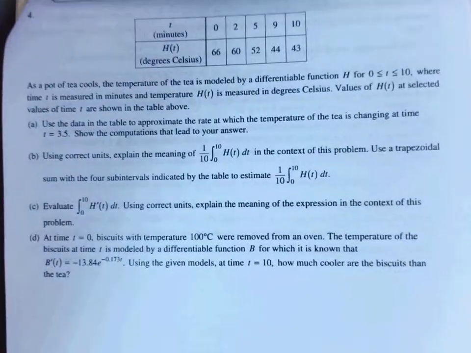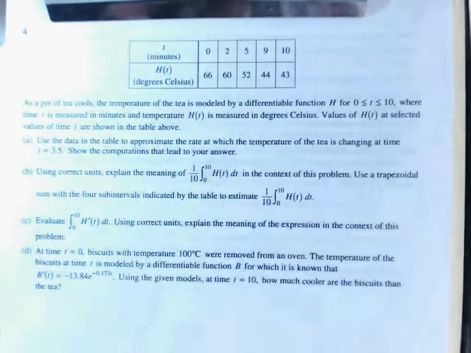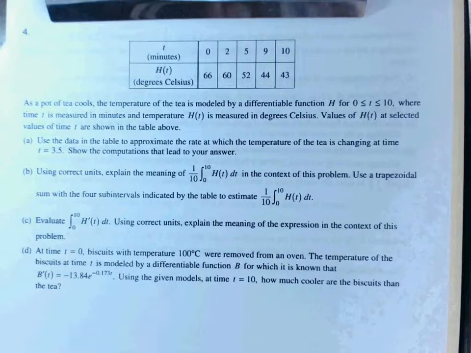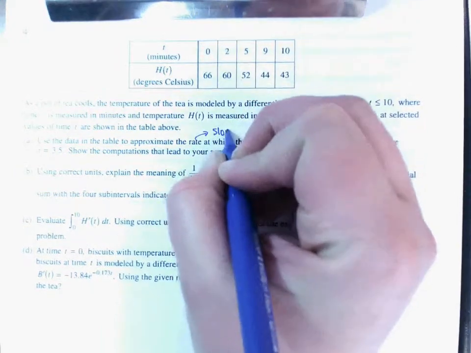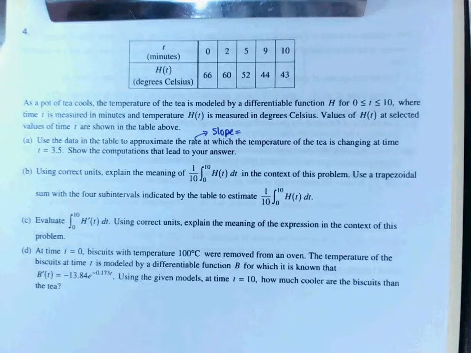Okay, so next one, we have a chart this time. Okay, so it says, as a pot of tea cools, the temperature of the tea is modeled by a differential equation H. T is measured in minutes. Temperature is measured in degrees Celsius. Values are in the table above. Okay, part A. Use the data in the table to approximate the rate. Remember that a rate is a slope, which normally means that you'd be taking the derivative, but you don't have an equation. What other type of rate besides a derivative do you have?